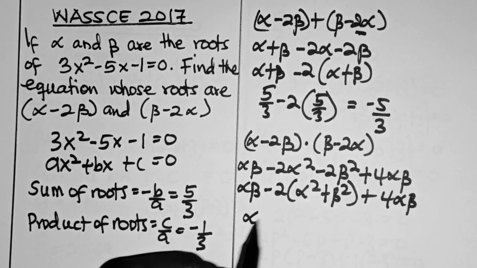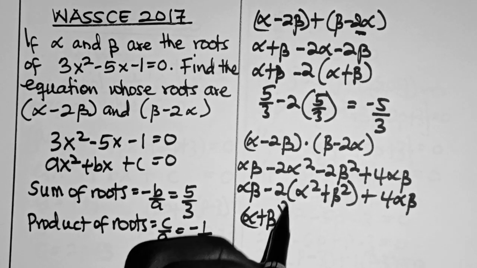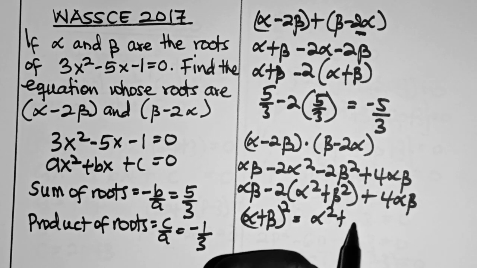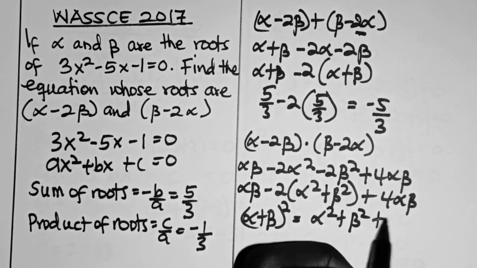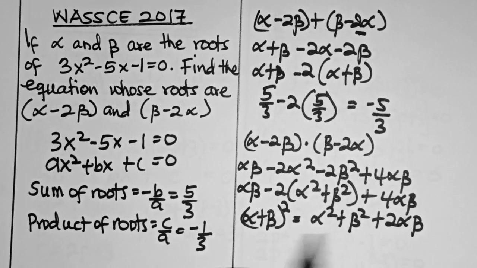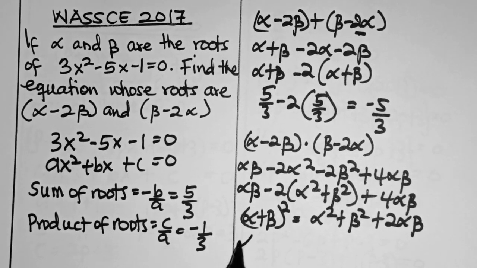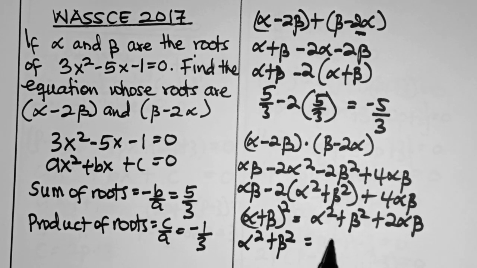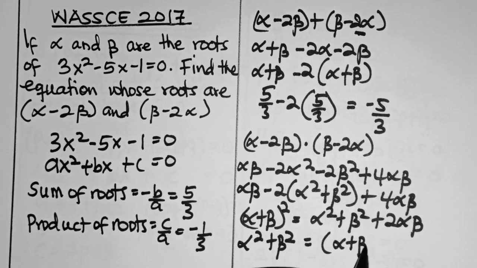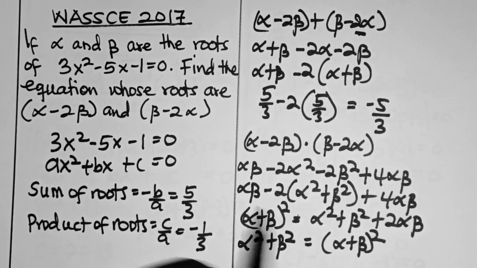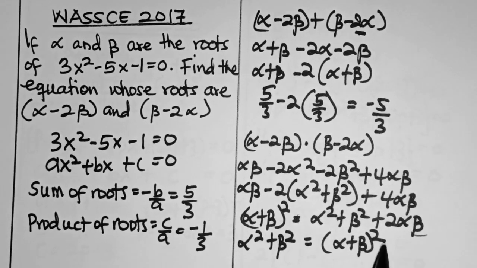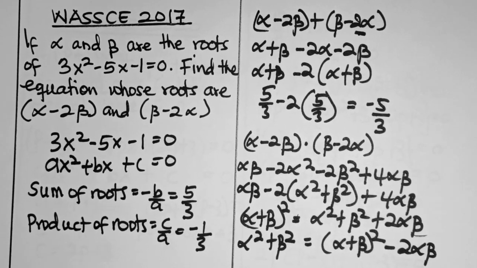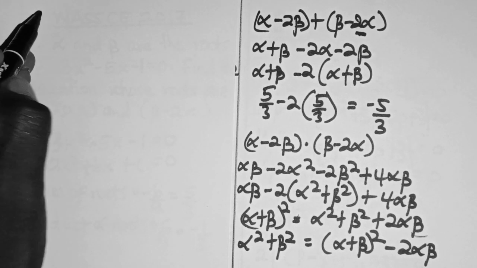Now, what is alpha plus beta all squared? This is equal to alpha squared plus beta squared plus 2 alpha beta. So it implies that alpha squared plus beta squared is equal to, in brackets, alpha plus beta all squared, which is this term. Then we take 2 alpha beta to the left hand side. So it becomes minus 2 alpha beta.